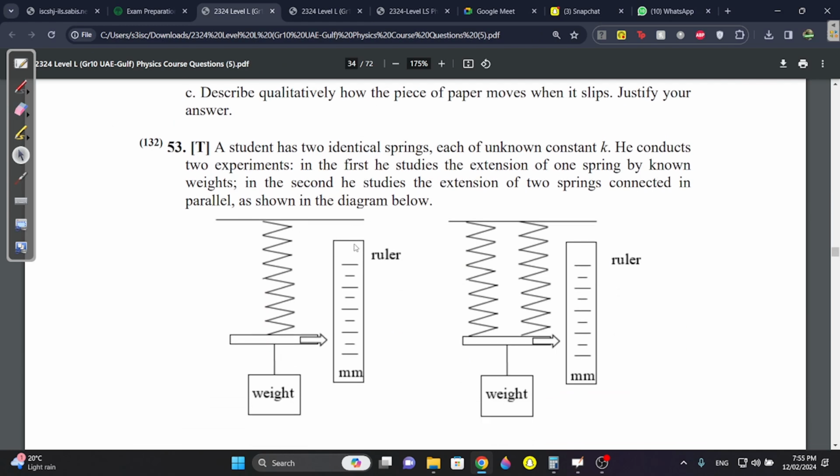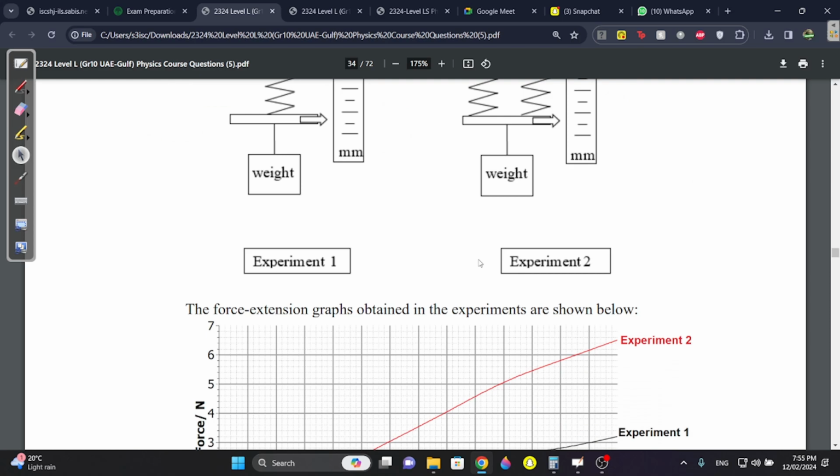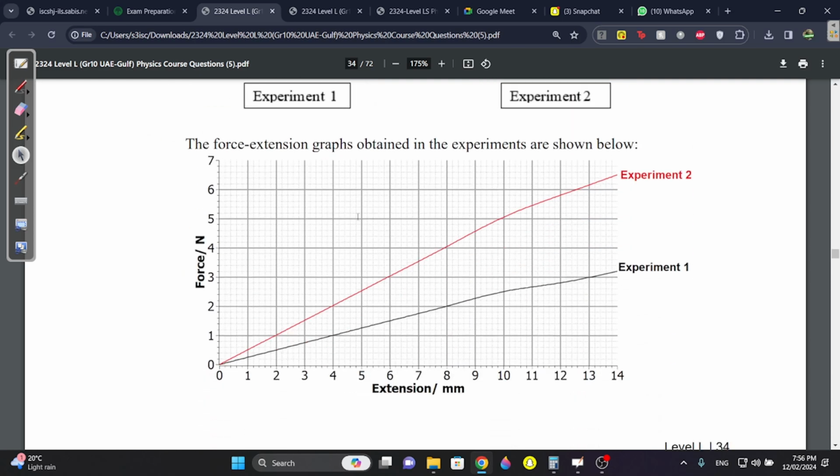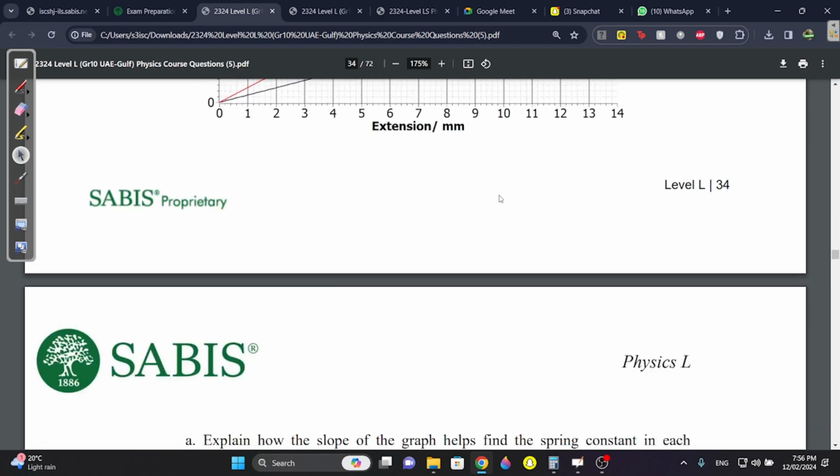53, a student has two identical springs, each of unknown constant K. He conducts two experiments. In the first, he studies the extension of one spring by known weights. In the second, he studies the extension of two springs connected in parallel in the diagram below. Experiment 1, Experiment 2. The force extension graphs obtained in experiments are shown below. Explain how the slope of the graph helps find the spring constant in each experiment.